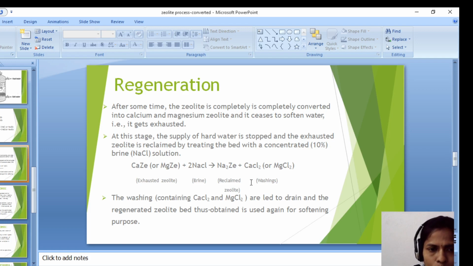So this calcium chloride and magnesium chloride are removed by the washing process. That means by washing the zeolite bed continuously, we can remove calcium chloride and magnesium chloride. Like that we can collect fresh sodium zeolite. This is the regeneration process.